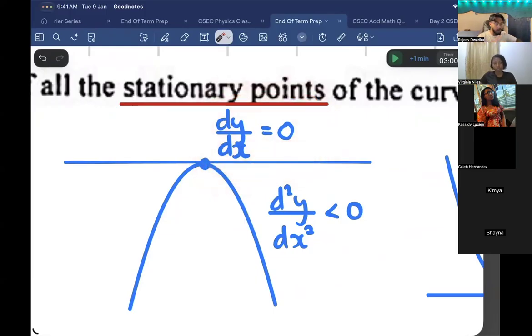Check it out. Great. All you have to remember is that dy dx is equal to 0. That's all you have to remember. So, dy dx tells you to find your first derivative. And what you get will be a gradient function. And you're trying to find stationary points. Then you'll set your gradient function equal to what?